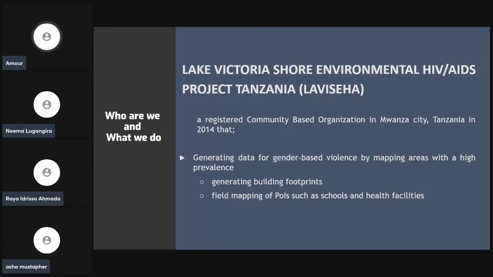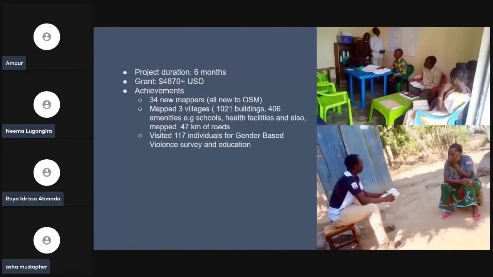Basically in this project, they will be generating building footprints in the area of interest. And also they will be visiting different wards or villages within Magu district to do a survey of people who are vulnerable to gender-based violence, and also to collect different point of interest information like schools and health facilities.